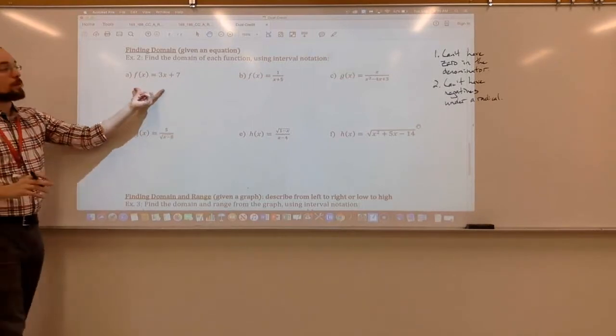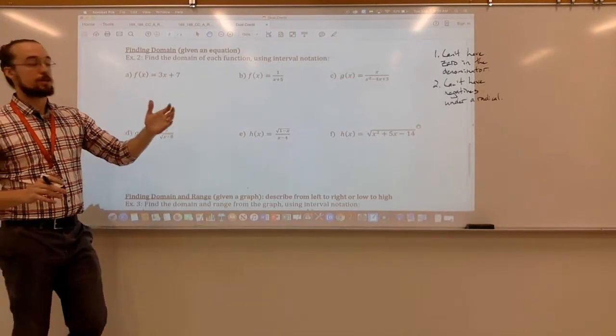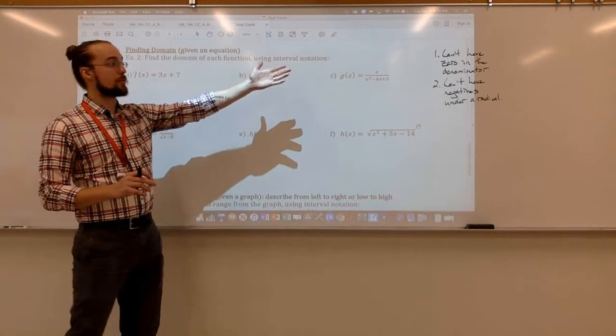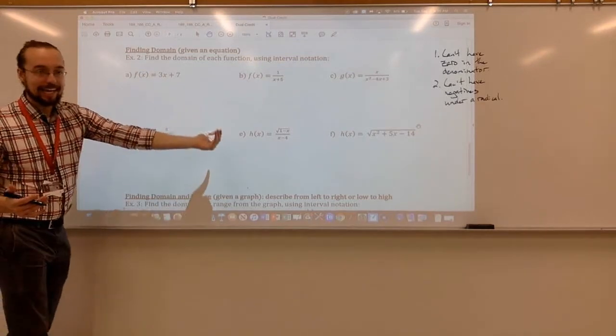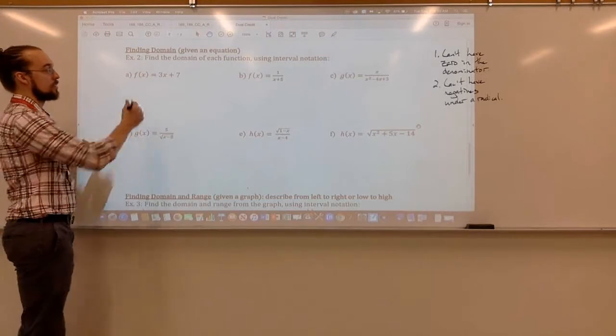So if we're saying the domain is everything, there are no restrictions. There's no place where we would have 0 in the denominator or negatives under the radical. The domain is everything, meaning we would start at negative infinity and end at positive infinity.